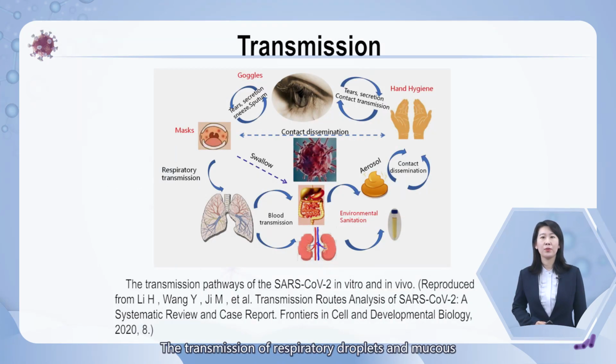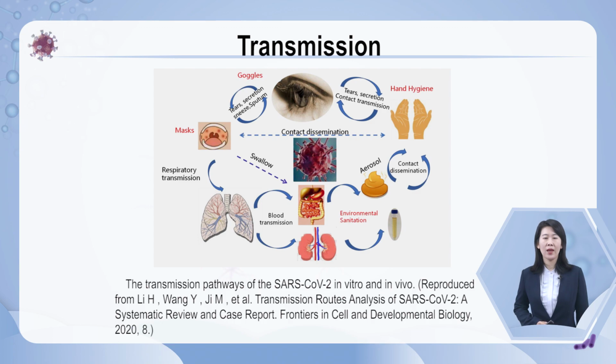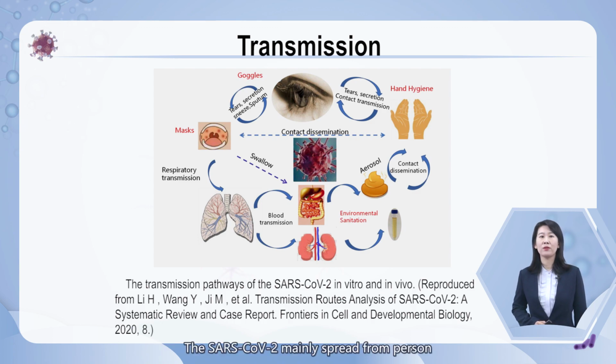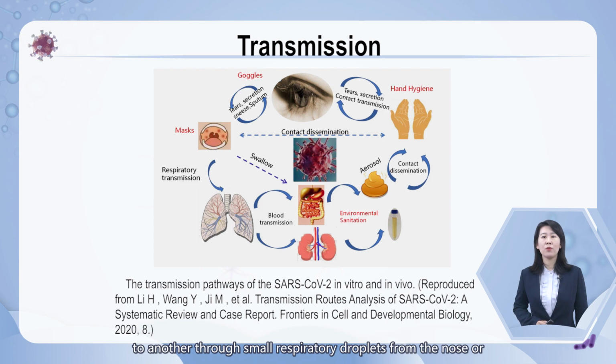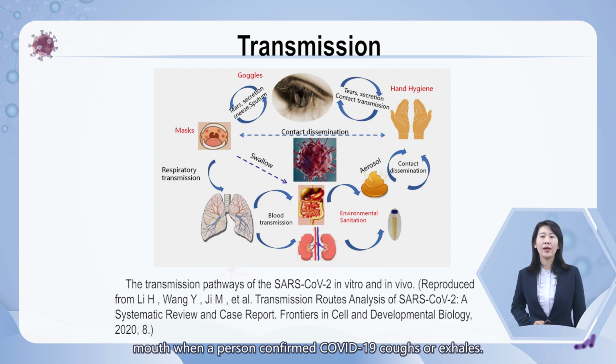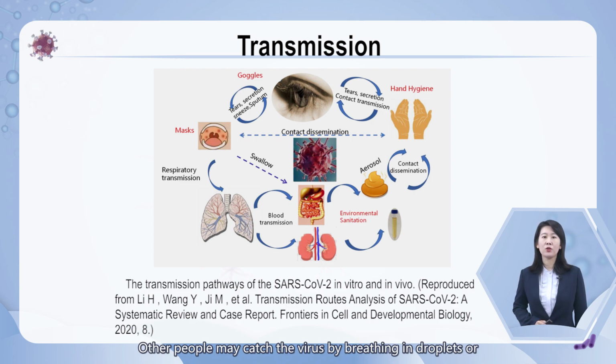The transmission of respiratory droplets and mucous membrane infections are the main routes of SARS coronavirus 2. The SARS coronavirus 2 mainly spreads from one person to another through small respiratory droplets from the nose or mouth, when a person with confirmed COVID-19 coughs or exhales. These droplets land on objects and surfaces around the person. Other people may catch the virus by breathing in droplets or touching these objects or surfaces, then touching their eyes, nose, or mouth.